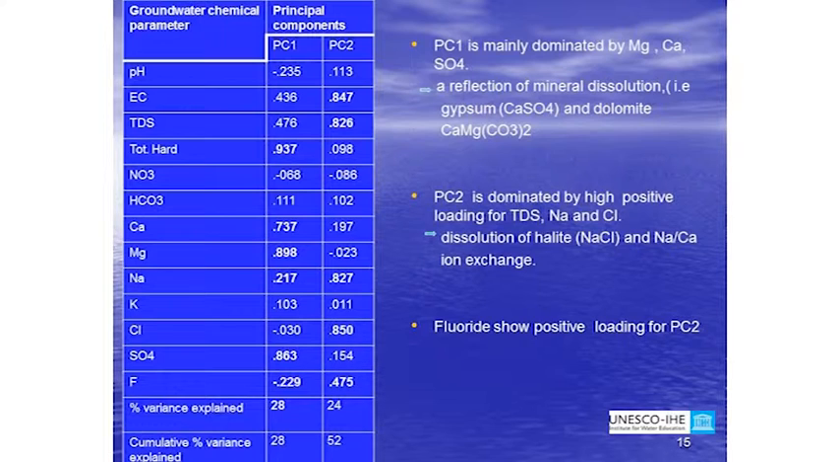giving rise to those parameters dominating that component. Now, principal component 2 also has high loadings for sodium and then chloride. That is a reflection of the dissolution of halite, that is sodium chloride, in the aquifer materials, dissolving to release sodium and chloride into the groundwater system. And it also indicates sodium-calcium ion exchange processes.